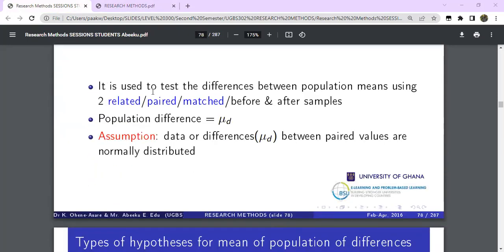So this is what I typed on the board. That's the difference, the population difference. That's what I was talking about, mu D. This mu D here is always 0. It's always equal to 0. Take note.